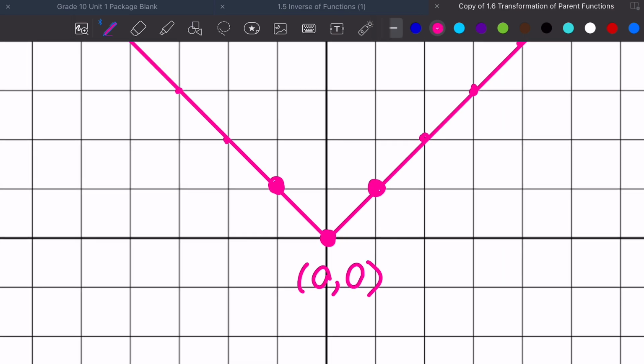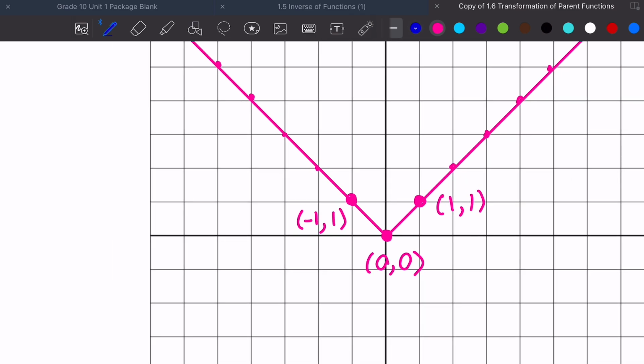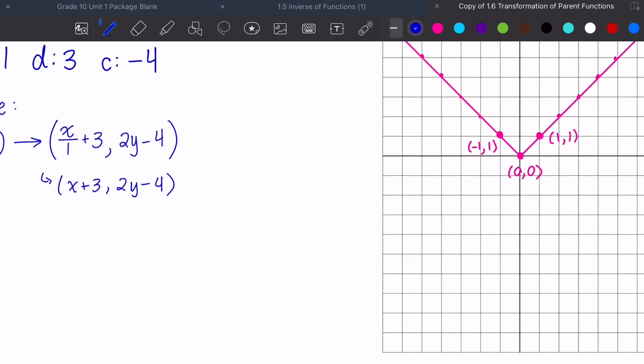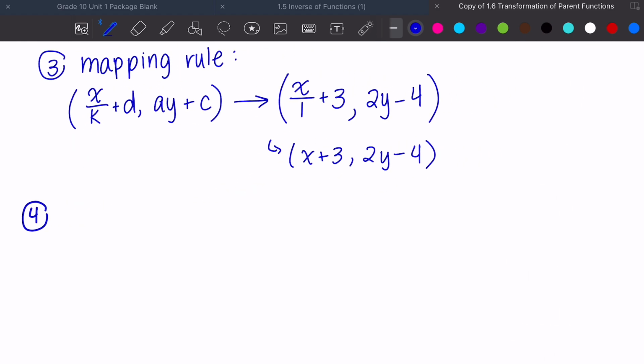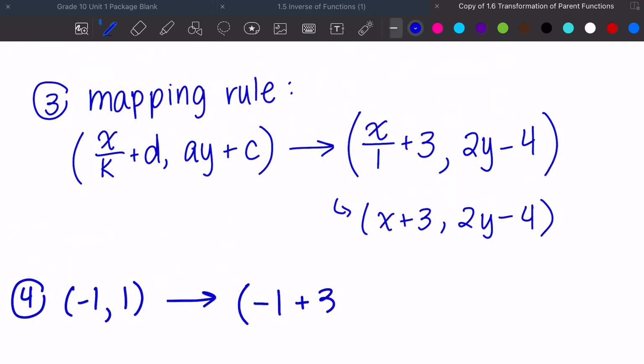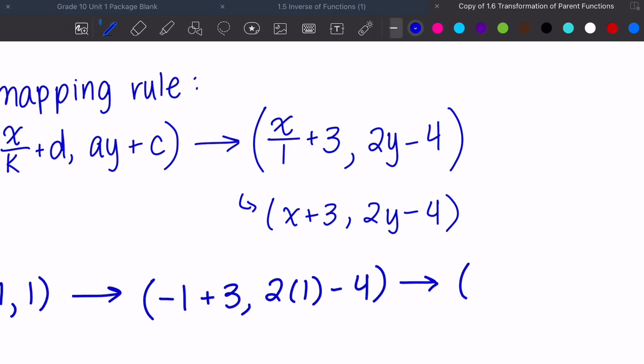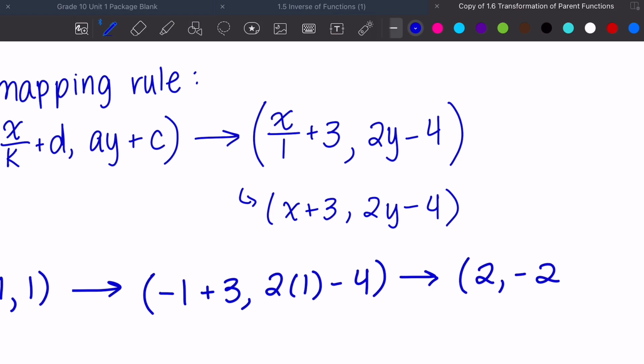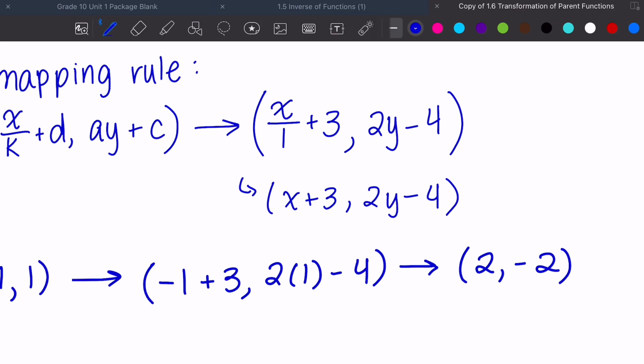So this point is 0, 0. Then we've got 1, 1, and negative 1, 1. So those are going to be my 3 points I'm sending through the mapping rule. I'll do left to right first. So let's do negative 1, 1. I'm going to send negative 1, 1 through the mapping rule. That's going to leave me with negative 1 plus 3, and then 2 times 1 minus 4. Negative 1 plus 3 simplifies to 2. And then 2 times 1 is 2, minus 4, that's negative 2. So that's going to be our new point.